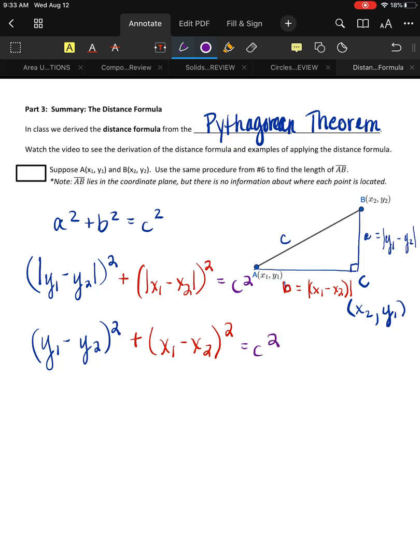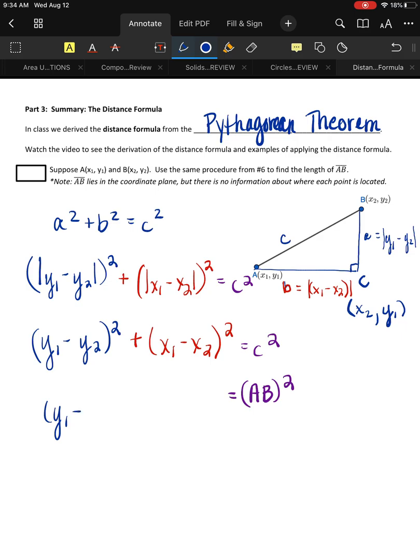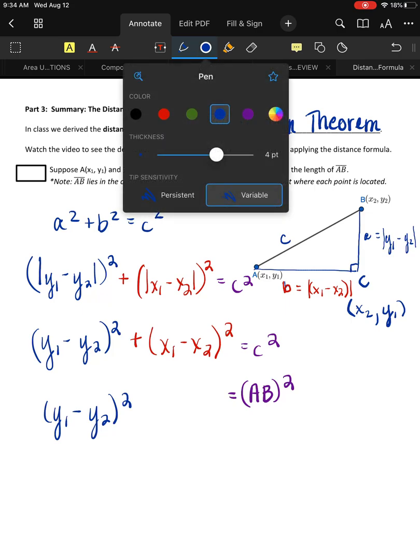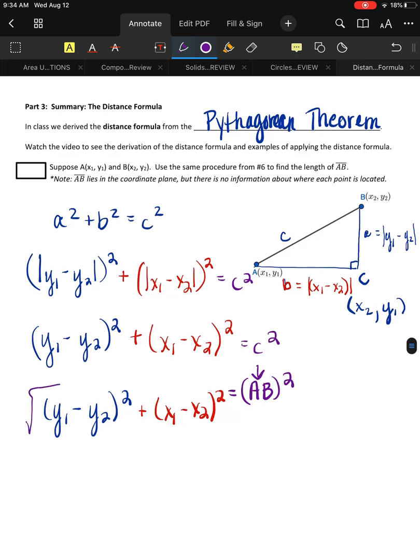Well, c squared is the distance between A and B. And really, we can rewrite that as the segment AB squared is equal to y sub 1 minus y sub 2 quantity squared. So the difference, the change in our y, plus the change in our x squared, x sub 1 minus x sub 2 quantity squared. Okay, so to finish this up, our goal is to solve for just AB. And if this is AB squared, then we can square root both sides and simplify this. So we're going to square root this side, square root this side.